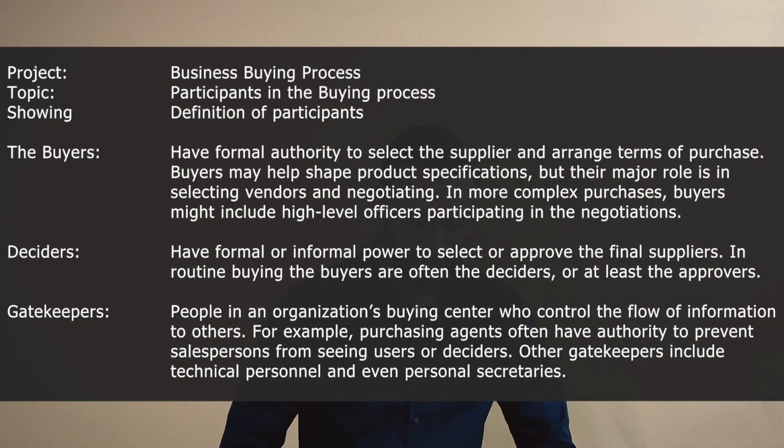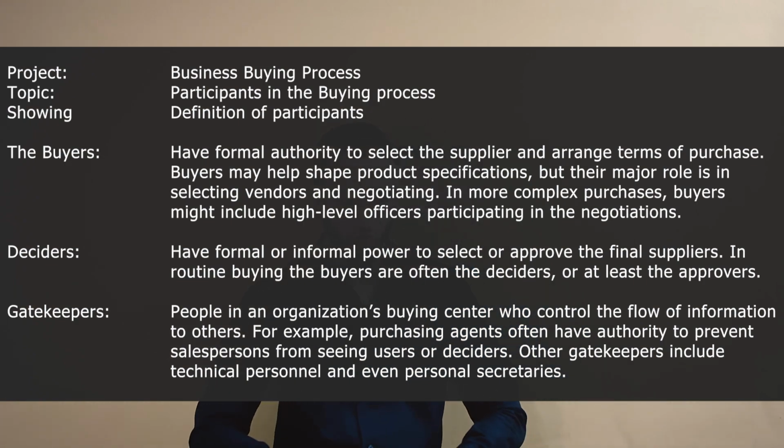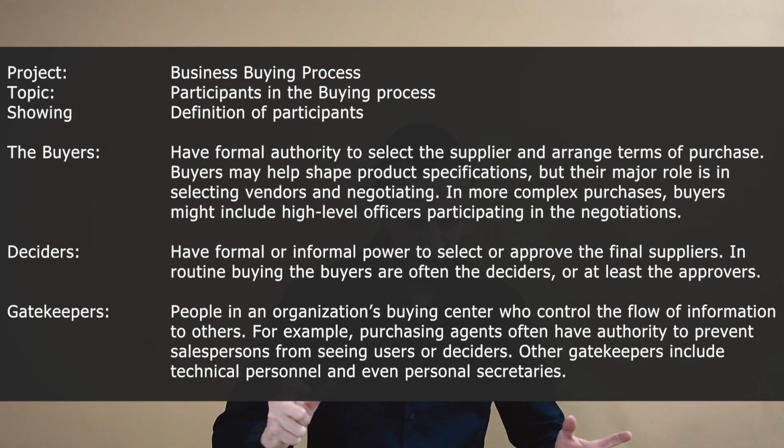Gatekeepers are people in an organization's buying center who control the flow of information to others. For example, purchasing agents often have authority to prevent salespersons from seeing users or deciders. Other gatekeepers include technical personnel and, eventually, personal secretaries.